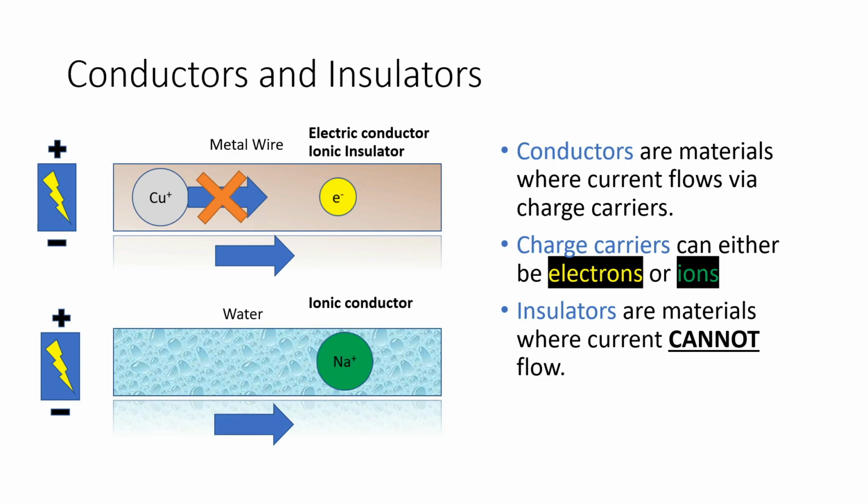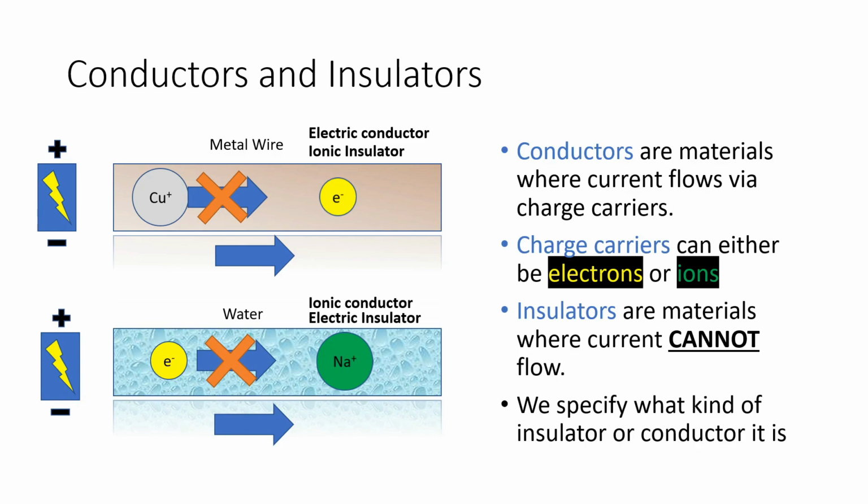And so this means that this metal wire is an ionic insulator because there is no movement of ions. And for the water, it is a poor conductor of electric current, and so we'd say this is an electric insulator. And notice that we specify what kind of insulator or conductor this is. So the metal wire is an electric conductor but an ionic insulator. And water, when it has sodium or other ions in it, is an ionic conductor, but an electric insulator.